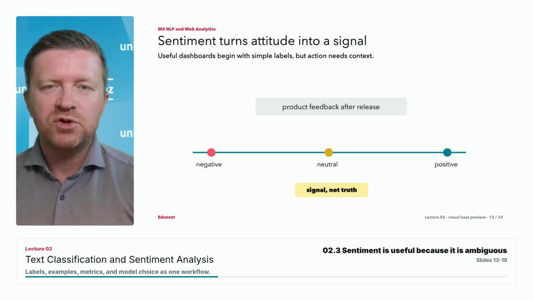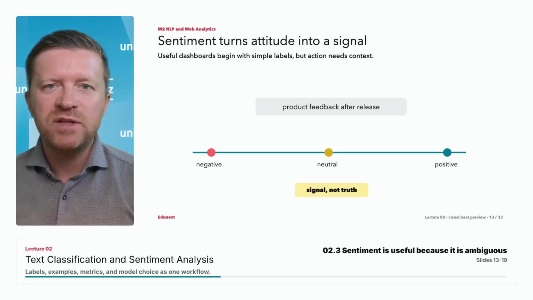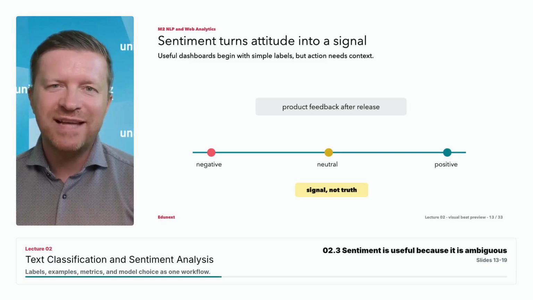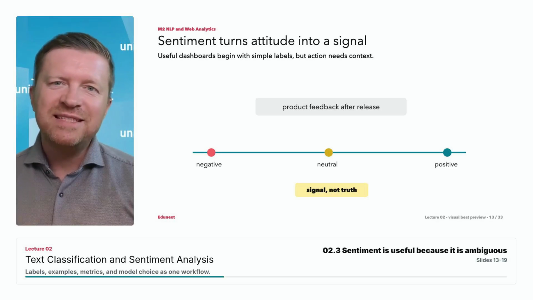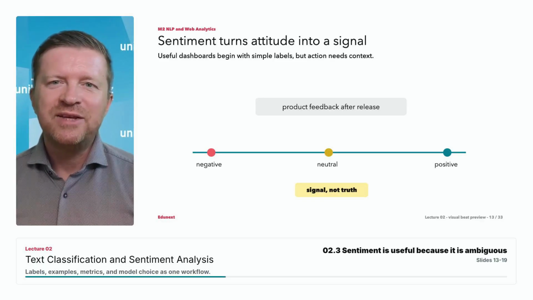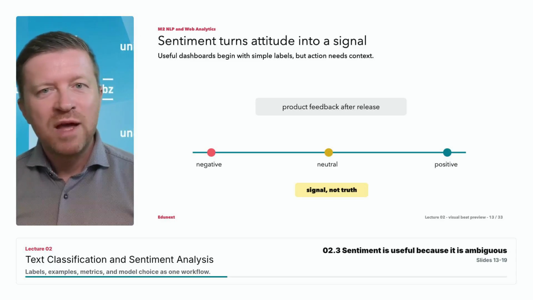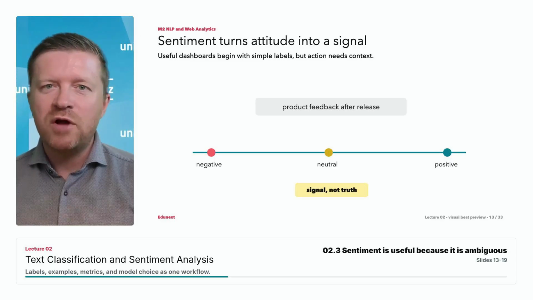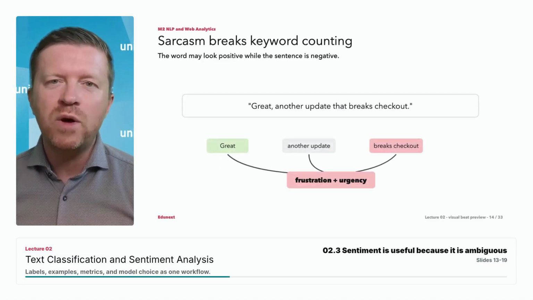The naive version is to treat sentiment like a mood meter. Positive is good, negative is bad, neutral is in the middle. That can be fine for a dashboard. But if the output drives an action, we usually need a more careful interpretation. Negative sentiment from a loyal customer may be a repair opportunity. Neutral sentiment from a silent customer may not tell us much at all. The label is a signal. The workflow decides what the signal means, but the language is not always simple.